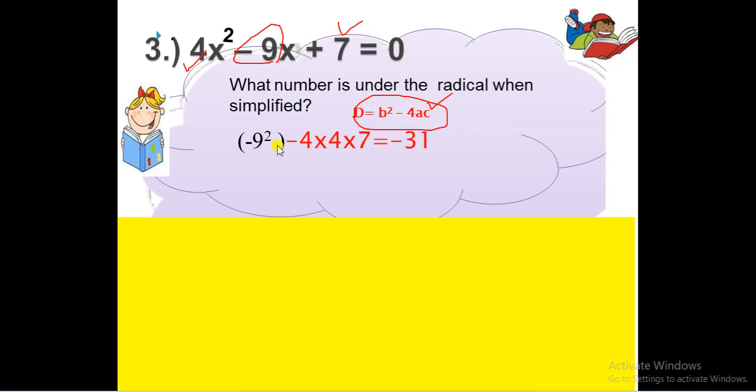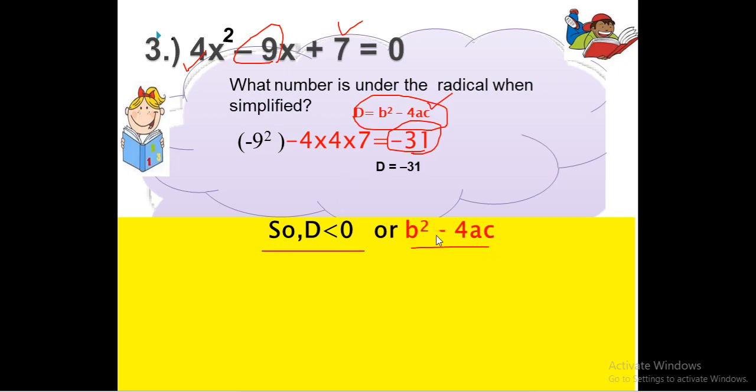Yes, so b square minus 4ac. So put the b square value here, and you will get minus 31. Now what do you notice about this minus 31? What is the value of D now? It is less than 0, that is negative. So just now we have seen D was greater than 0, positive, and equal to 0. Now the third case is when D is less than 0, that is negative.